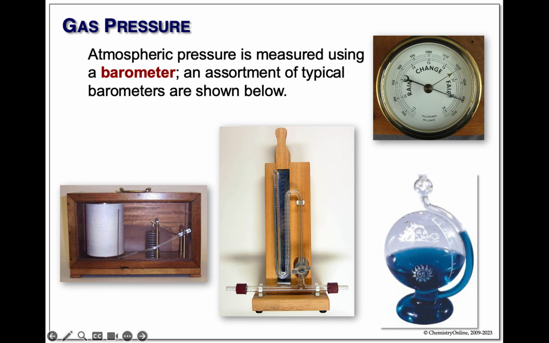This is a little globe. It's sealed, got a blue liquid in it, and this end is open to the atmosphere. You'll note that low pressure is associated with rain. So if the pressure outside is lower than that in this, the little level of the tube comes up.